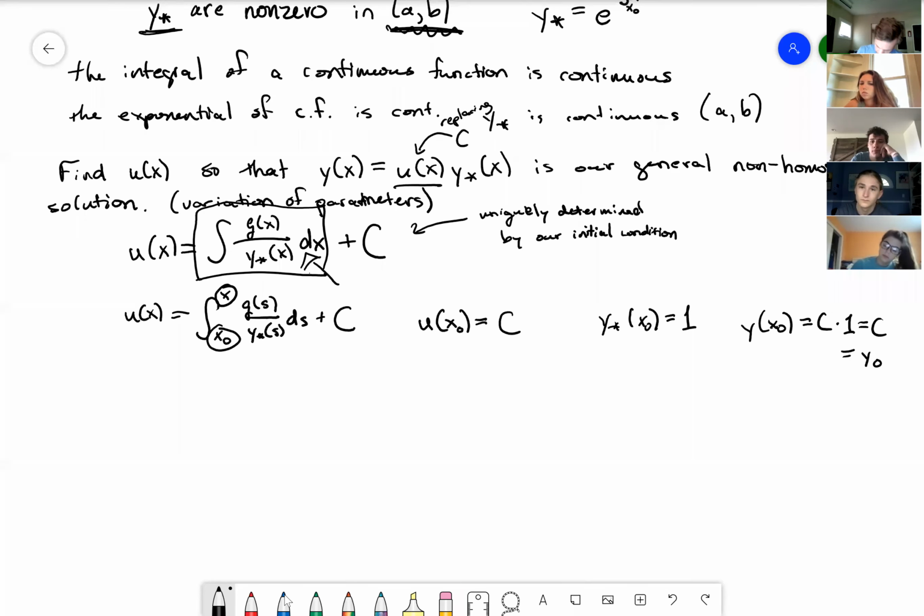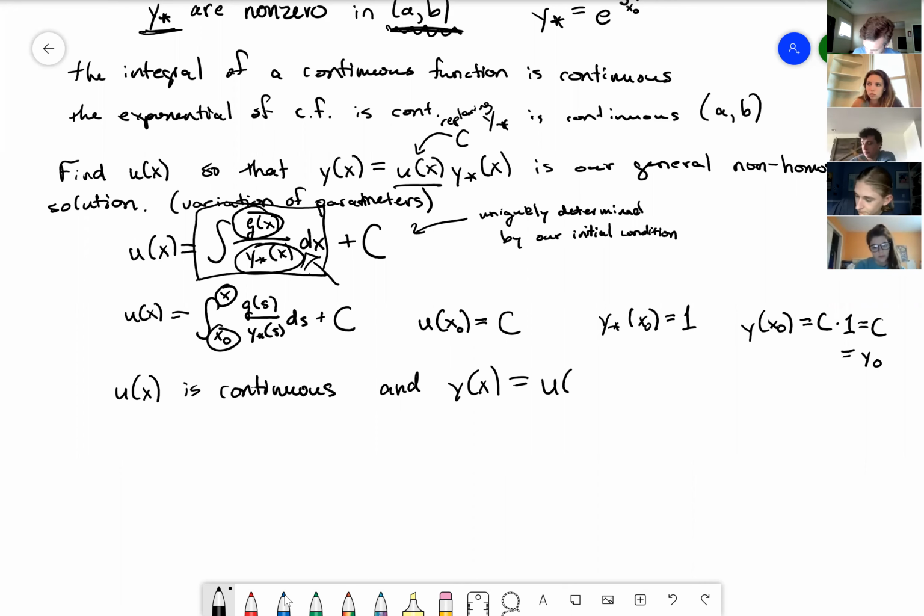And furthermore, u of x is continuous because it's the integral of a continuous function. q of x is continuous here, and the denominator y star is also continuous because of what we said before, but it's also non-zero on that entire interval. So we never get a zero in the denominator of that integrand, and this is an integral of a continuous function. And so u of x is continuous, and so y of x, equal to u of x times y star of x, is continuous, because the product of continuous functions is continuous as well. So this is continuous on the entire interval AB.